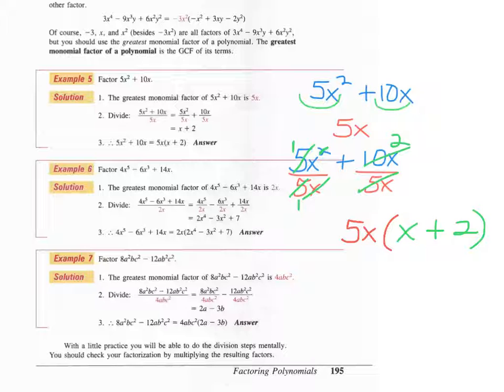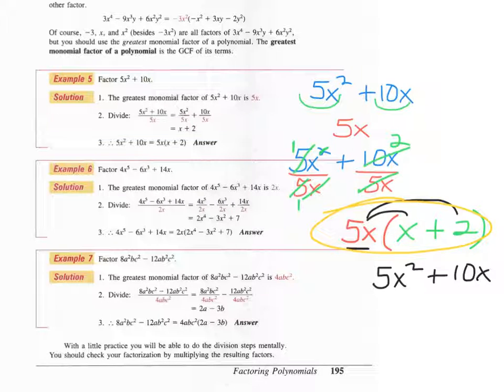So the way to check your answers is to make sure that the number outside of the parentheses is the GCF, and if it is, we can distribute this, and if it goes back to our original, then we know we have factored it correctly. So when I distribute 5x to x, I do get 5x squared, and 5x to 2 gives me 10x. So it does check out. The answer to my problem is this, 5x and then a parenthesis x plus 2.